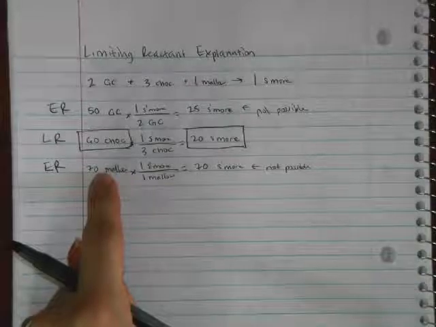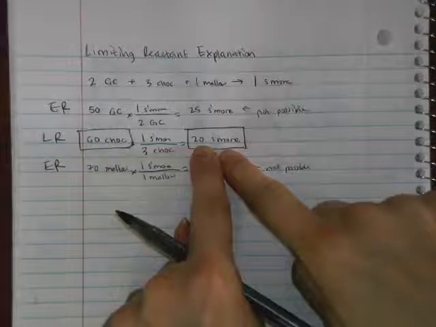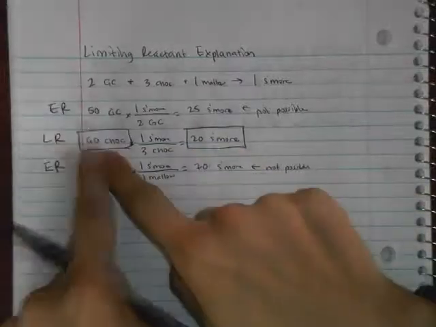Okay, so far we've answered 2 questions. 1, how much product am I actually going to be able to make? 2, what is the limiting reactant?